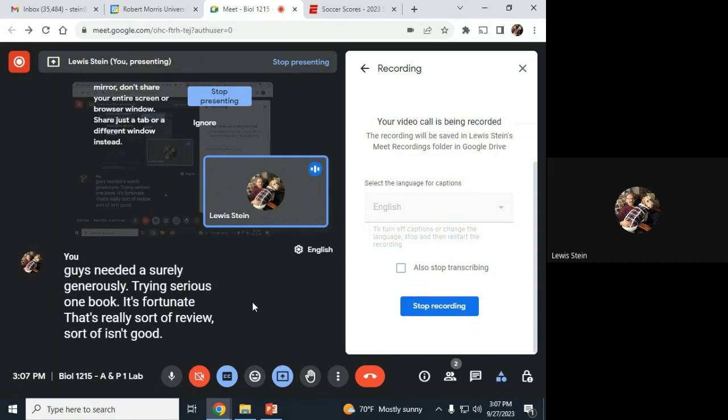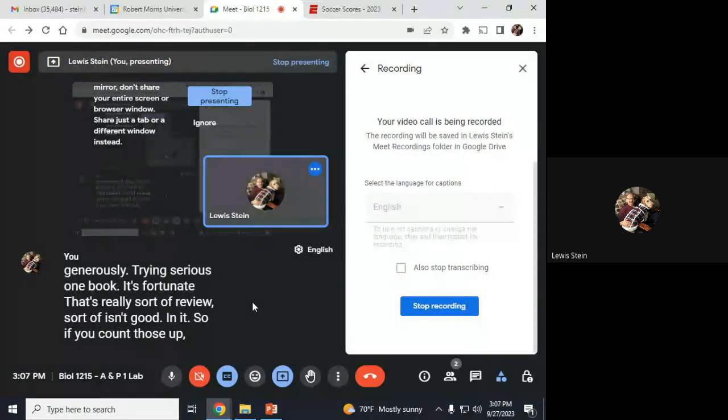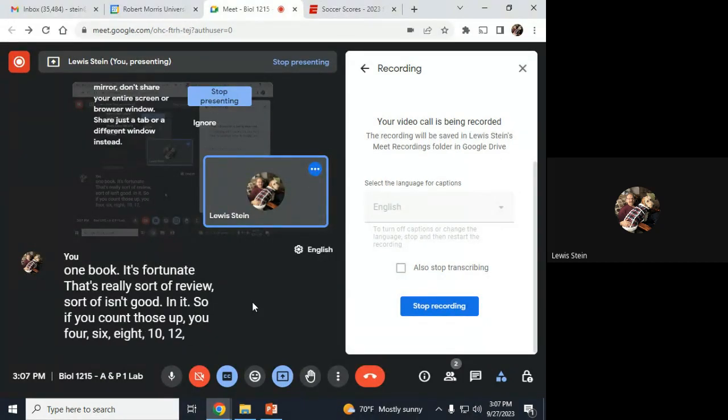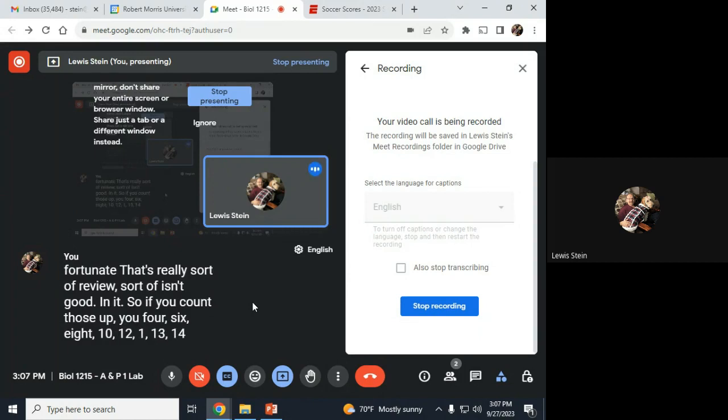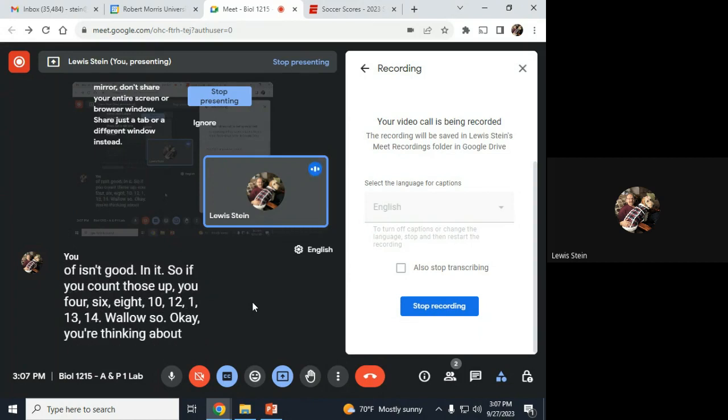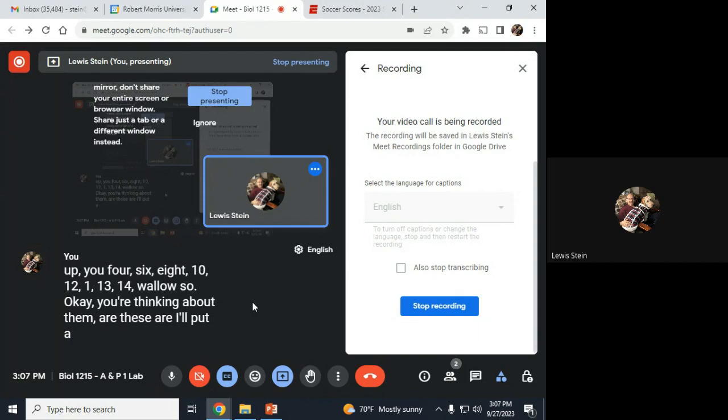So if you count those up, 2, 4, 6, 8, 10, 12, 13, 14, wow. What's interesting about them are these. I'll put a star next to them. I'm putting a star next to them because there are seven bones altogether that make up the ossicles of your ear. Three of them are cranial bones, and the others are facial bones.